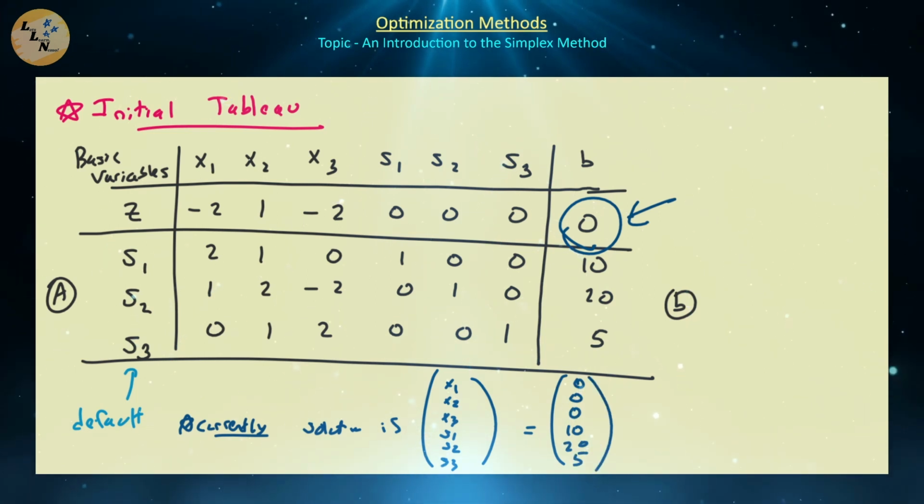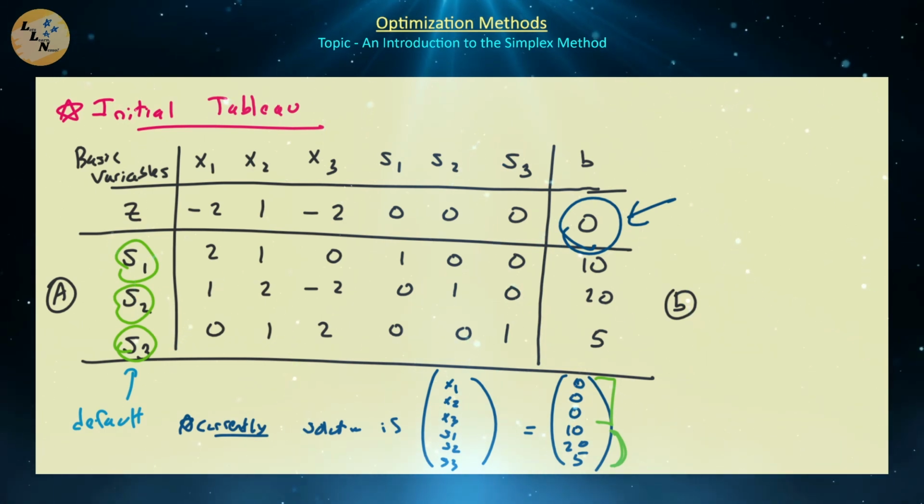Now, where am I getting these numbers from? Our basic variables are S1, S2, S3. So if S1, 2, and 3 are our basic variables, that means our null variables are X1, 2, and 3, which we default to be equal to 0. And that's going to be our basic solution XB to our optimization problem.